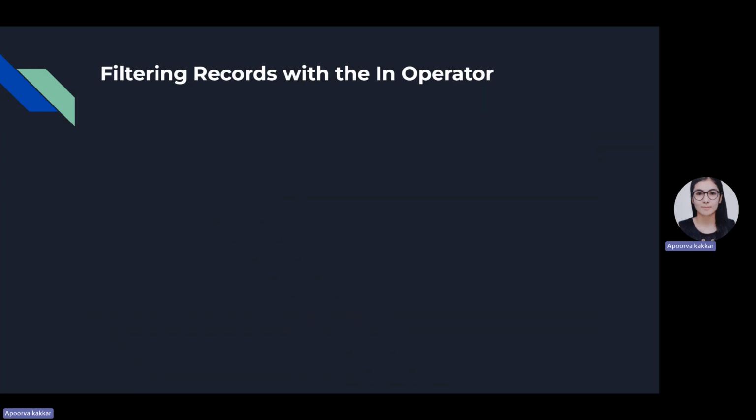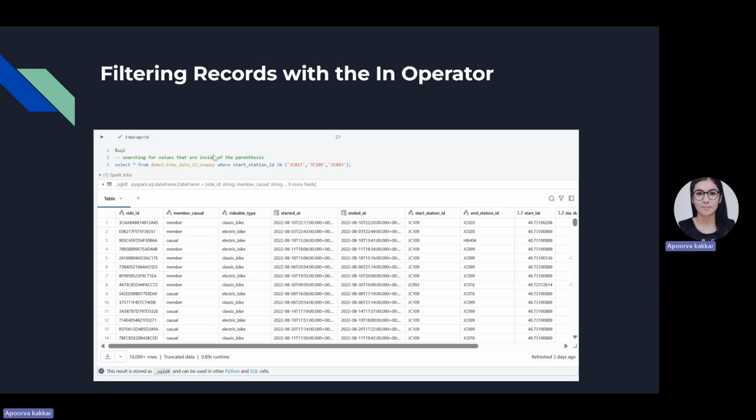Now moving forward with the IN operator. The IN operator is used when we have to specify some particular values, that either the value could be this or this or this. Let's see an example. Here we have written that we have to select all the columns where the start station ID can be JC023, JC109 or JC093. So this column, start station ID, will contain either these three values. No other value can be fetched.